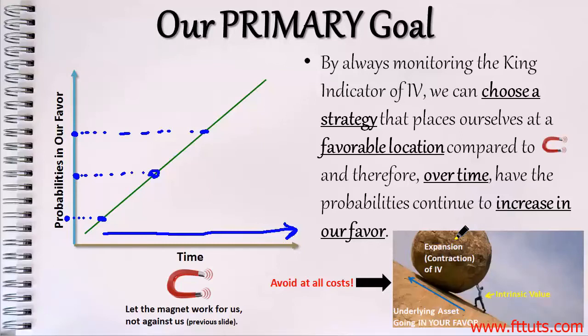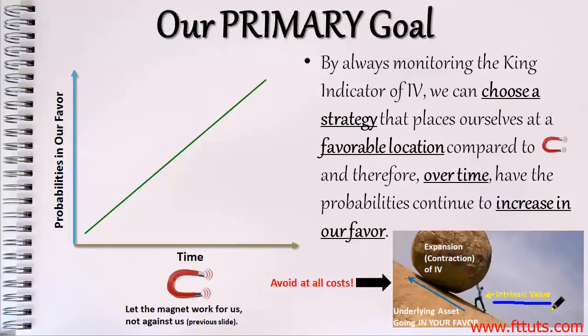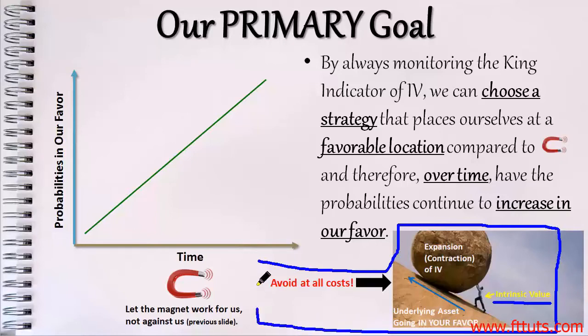They were not factoring IV into their analysis at all, and it got them. The magnet worked against them, not for them, and this is the situation they had. Intrinsic value, there's only so much it can do, but it absolutely crushed them. So by not considering the king indicator of IV, we risk putting ourselves into this situation right here. The blowfish effect is just one of those examples where if you're not considering implied volatility, you can get yourself in a very bad situation by wrong strategy selection.